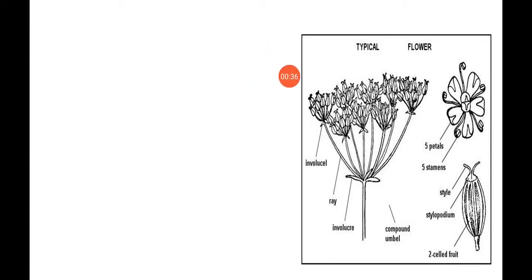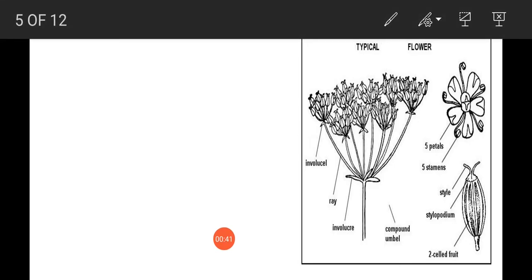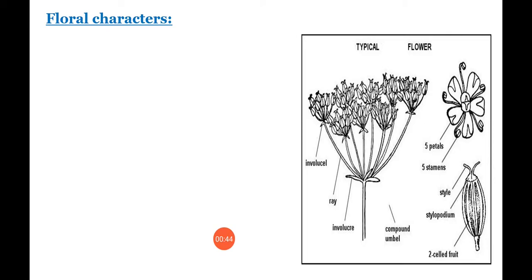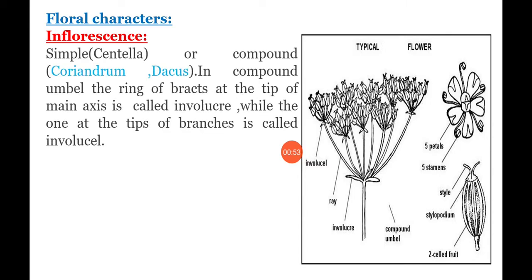In the previous video I explained vegetative characters. Now floral characters. In the floral characters, first one is inflorescence. Generally inflorescence is umbel inflorescence. That may be simple or compound umbel. Simple umbel is seen in Centella asiatica. Compound umbel is seen in Coriandrum sativum and Daucus carota. This is compound umbel.